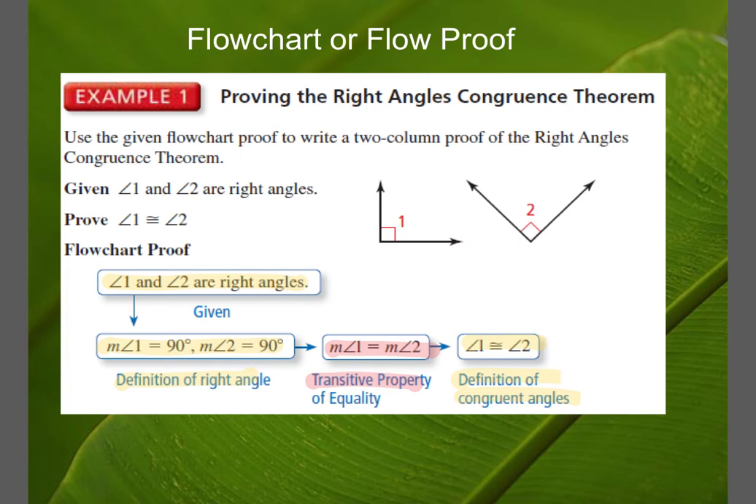So if it says to prove this using a flow chart, you want it to look like this. If it said to prove it using a paragraph, you would use words. And if it said 2 columns, you would use the 2 columns. It doesn't matter if you go sideways or downwards, as long as the arrows take you in the direction you want to go.